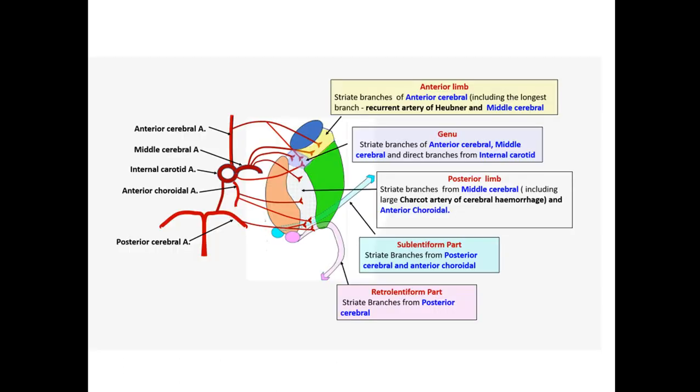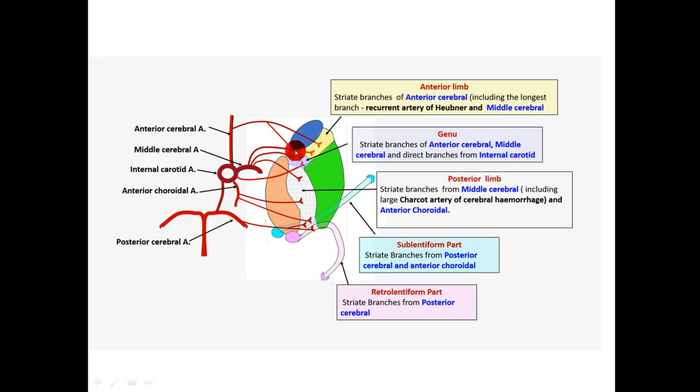Coming to the blood supply of the internal capsule, you can see here this is the circle of Willis. This is the posterior cerebral artery, internal carotid artery, anterior cerebral artery, middle cerebral artery, and this is the posterior communicating artery. See, this is the anterior limb. We can see where the artery is coming from. This is the anterior cerebral artery, which will supply the anterior limb and the genu.